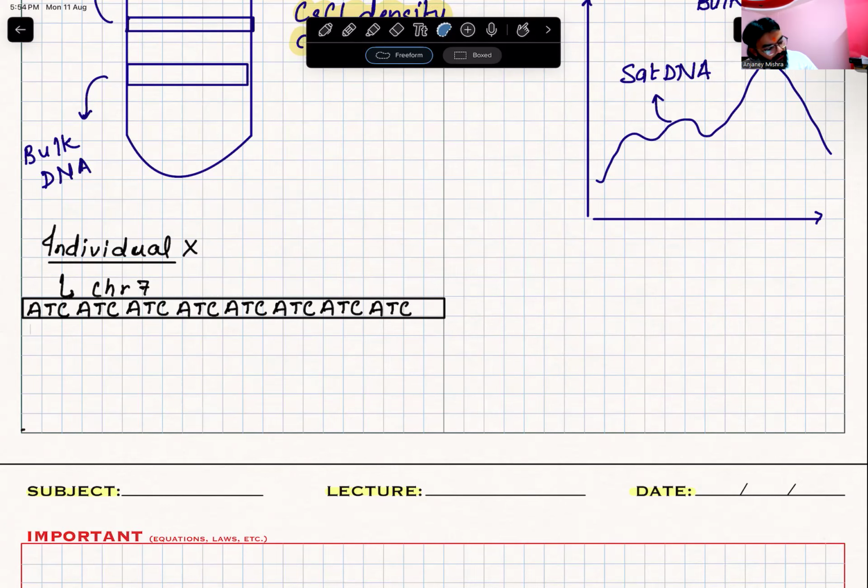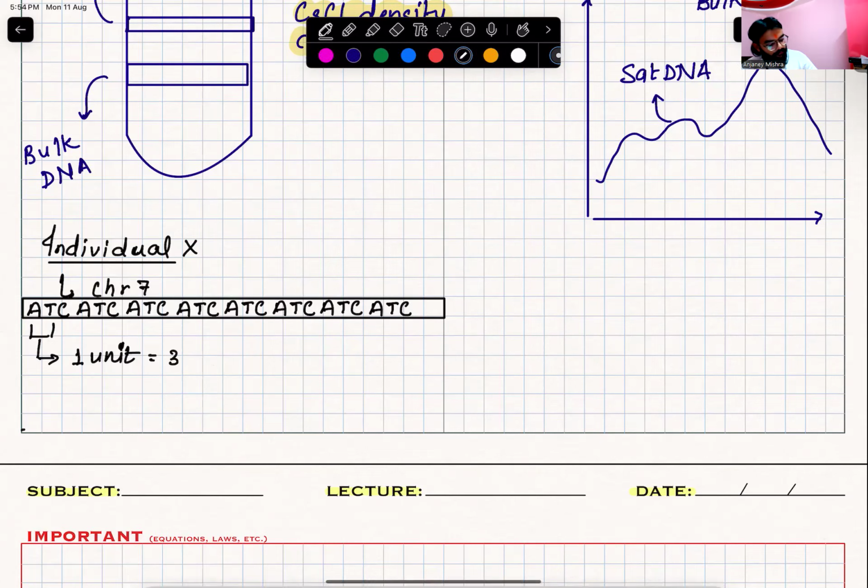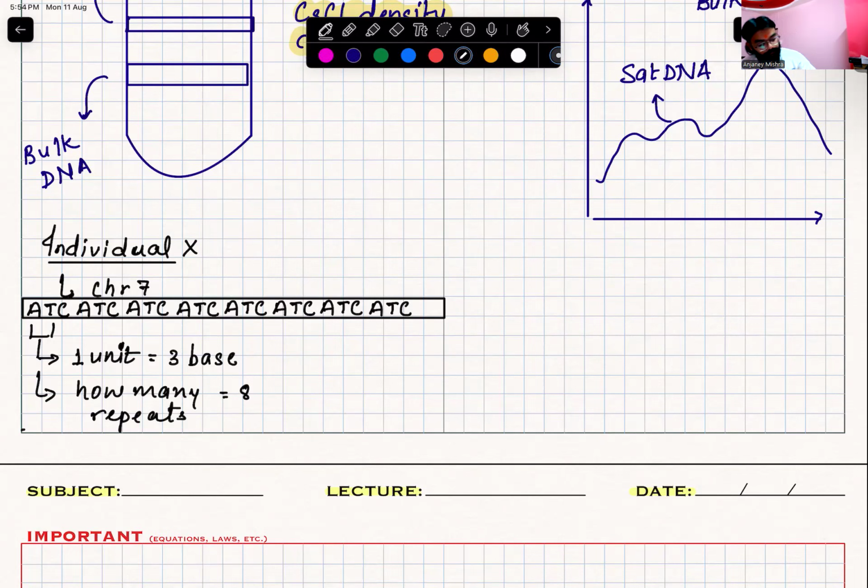Now, what is this ATC? This ATC is one repeating unit. And how many bases are there in this? 3 bases are there. And how many times does it repeat? We can count 1, 2, 3, 4, 5, 6, 7, 8. So how many times the repeat is there? 8.